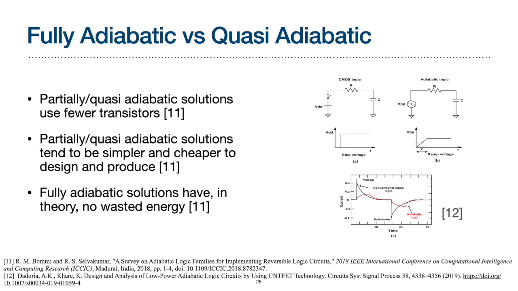Fully adiabatic solutions, however, tend to have no waste energy, or at least no waste energy in ideal situations. There is still some energy lost due to inefficiencies in the transistors because they aren't perfect switches.